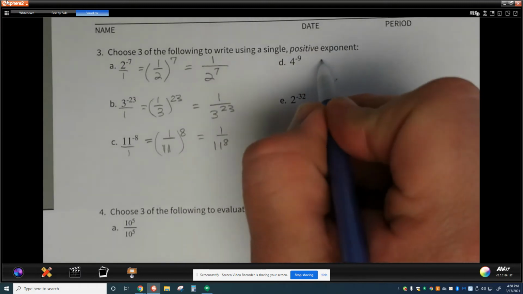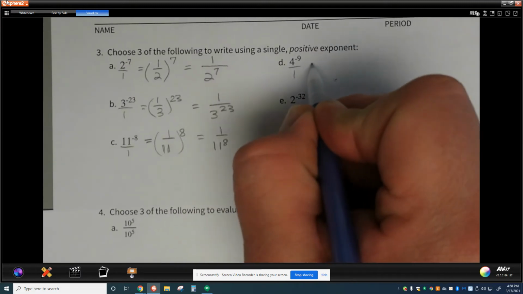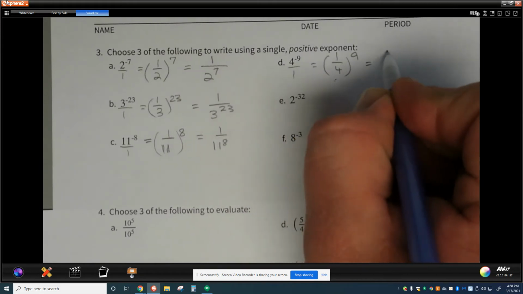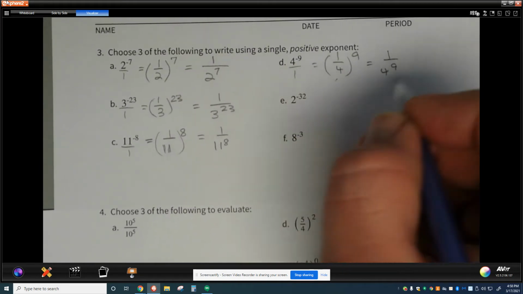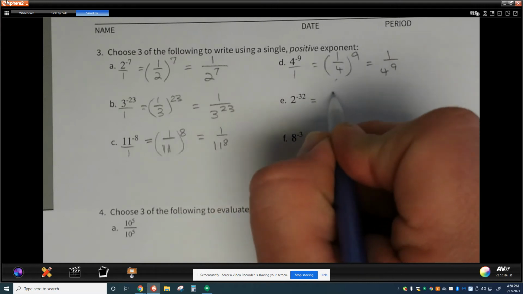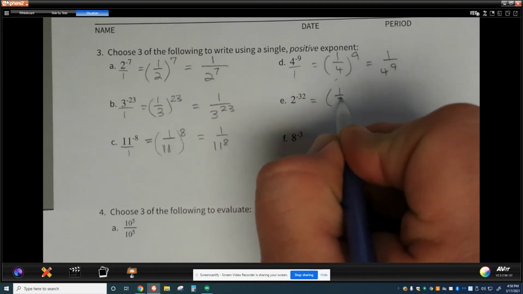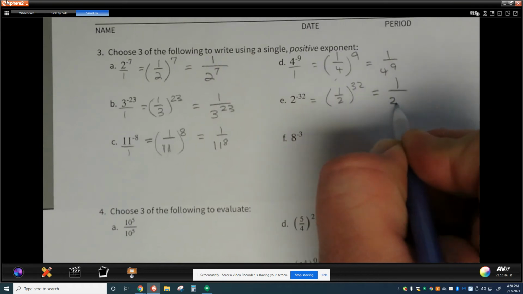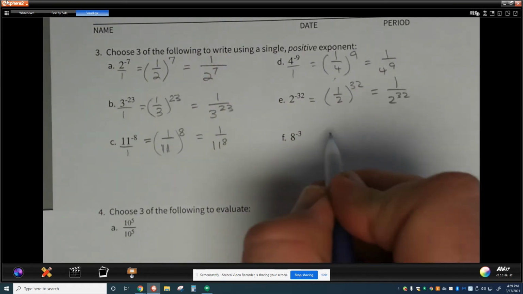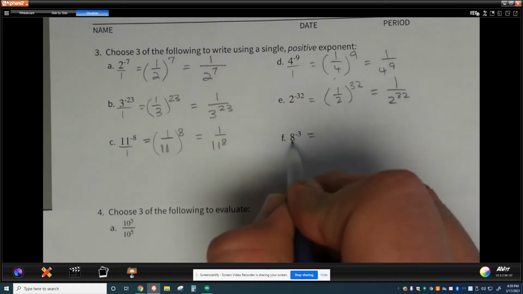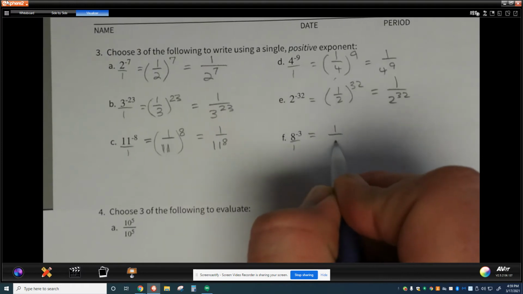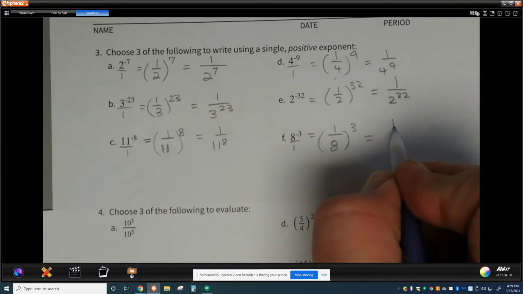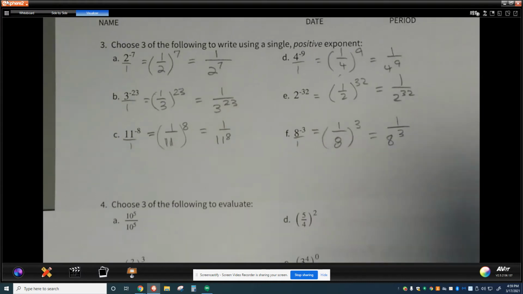Again here, the reciprocal: 1/4 raised to the 9th power is equal to 1 divided by 4 to the 9th power. 2 to the negative 32nd would be 1/2 raised to the 32nd power, or 1 divided by 2 to the 32nd power. And then finally, 8 would be changed to 1/8 raised to the 3rd power, which would then become 1 divided by 8 to the 3rd power.